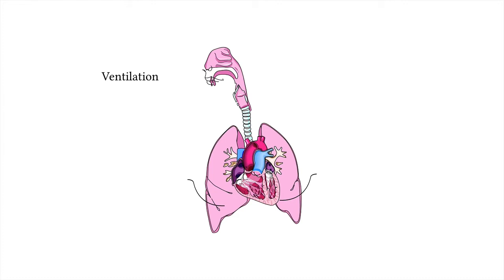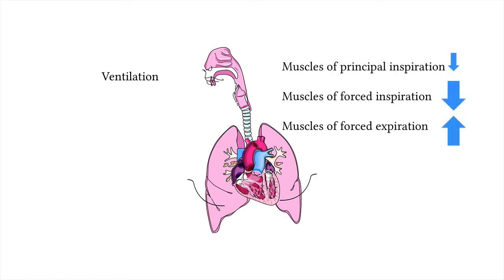First, if you pay attention to the words inspiration and expiration, you will be better able to mentally follow what's going on here. Inspiration has to do with taking air into the lungs, and expiration has to do with releasing air out of the body. There are 3 muscle groups involved. They include muscles of principal inspiration, muscles of forced inspiration, and muscles of forced expiration.